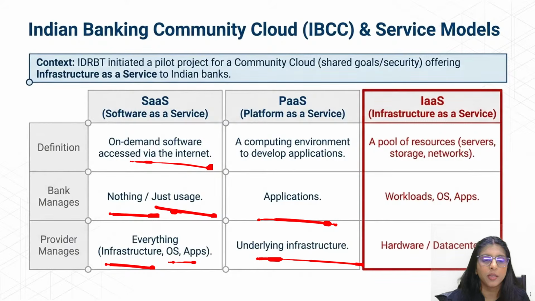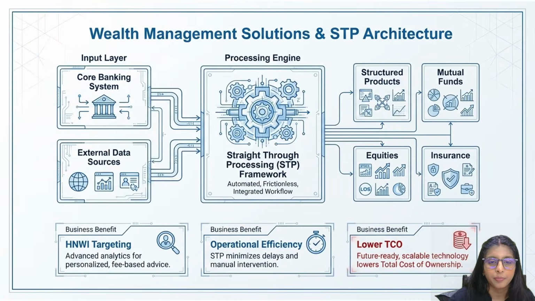Wealth management solution in STP architecture. Input layer: the input layer is the core banking system and external data sources. The core banking system holds customer data, KYC, risk profile, income details, everything. External data sources are market data, economic data, analytics, credit score, all these are external data sources.